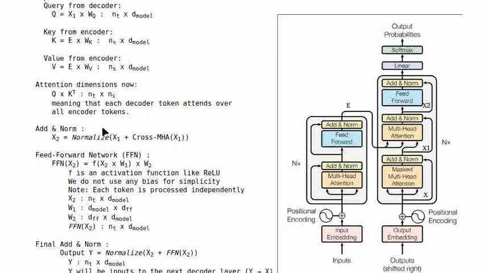The output of the cross multi-head attention is passed to the add and norm module. There, it is added to the input x1 through a residual connection, and the result is then normalized to produce the output x2.